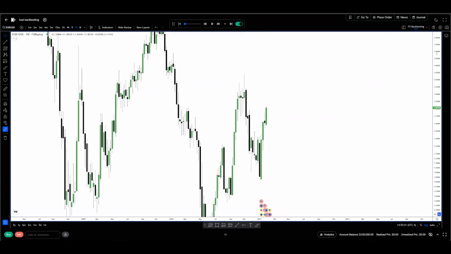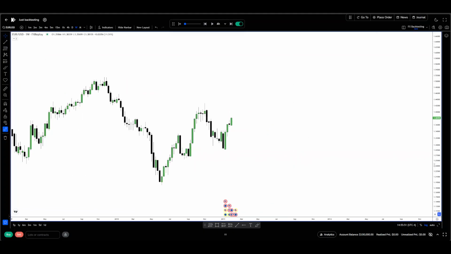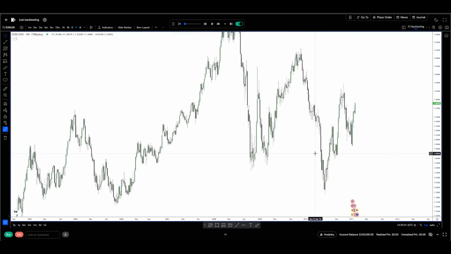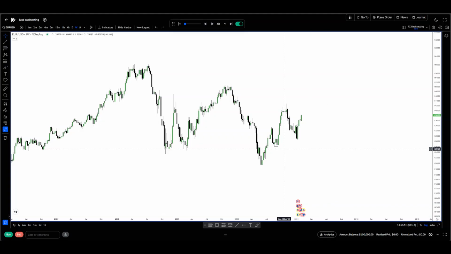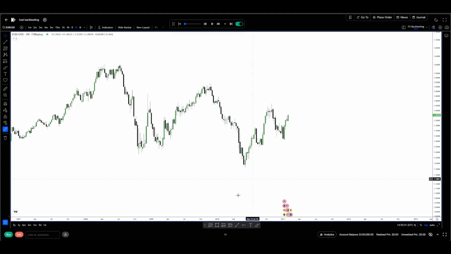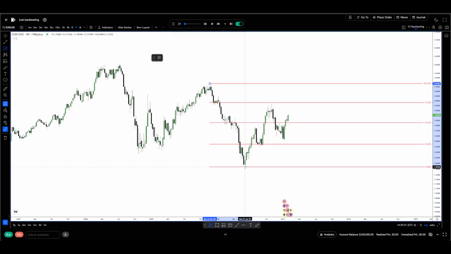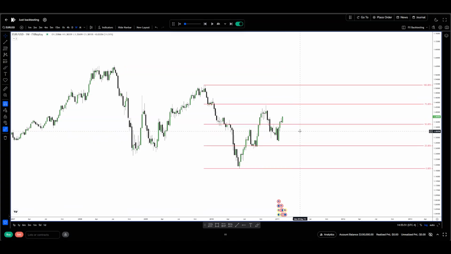So let's see the weekly first. Let's do a top-down analysis. What do we have? What do we see? Well, obviously, for me, the bigger trading range is from this high to this low, right? We can see 25% being respected. We traded through the 50% level. We traded back, and now we're trading up again.